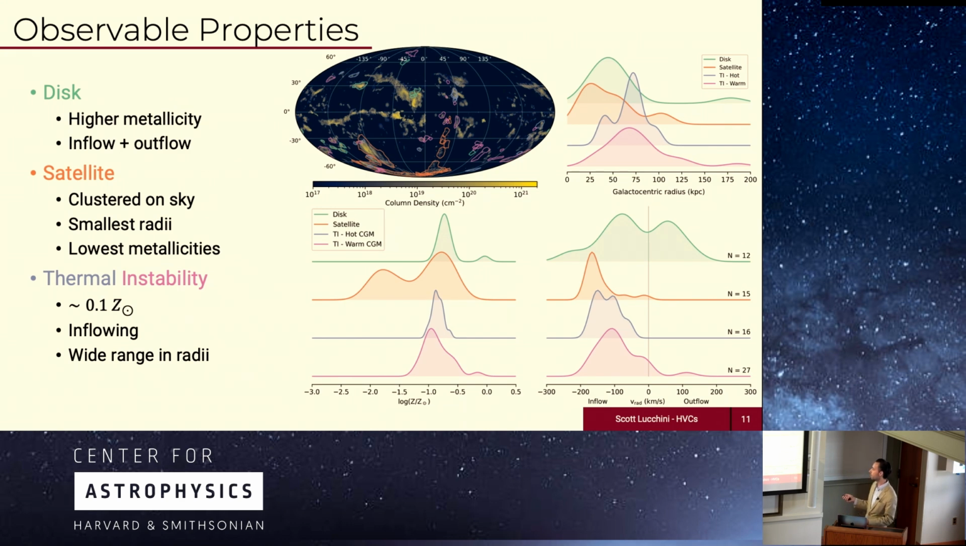And then in terms of the radial velocities, we see a strong positive radial velocity distribution for our disk origin HVCs, which makes sense. Those are the ones that are coming out of the disk, moving in positive radial velocities. Everything else is inflowing, which is consistent with the data. Most of the HVCs are falling in.